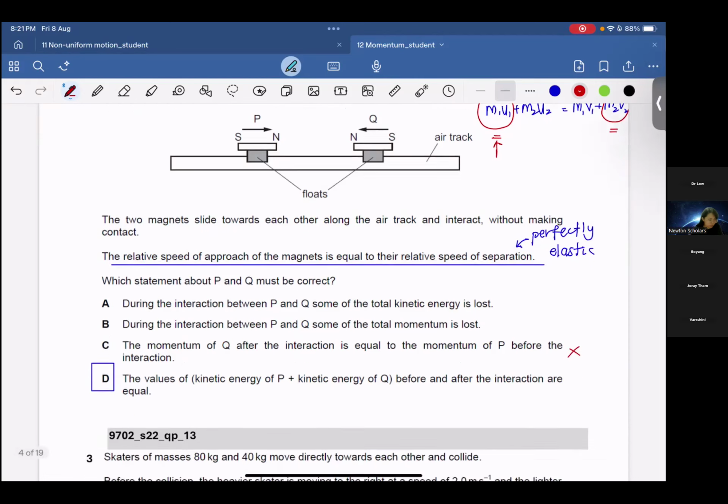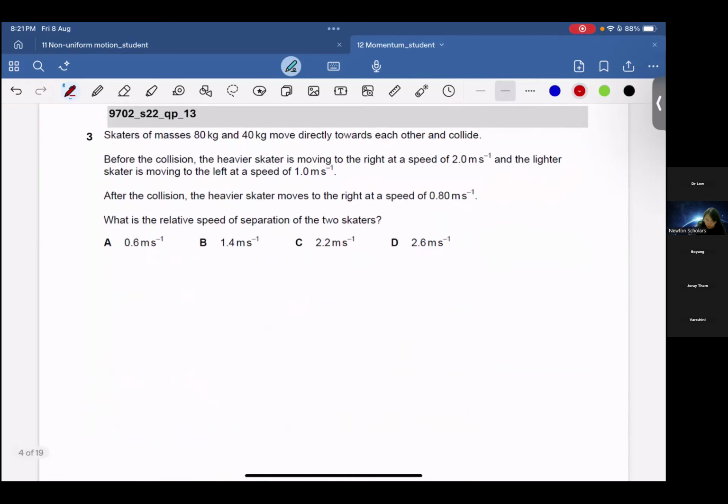Okay, boys and girls, we go to number 3. For momentum, I will draw out the diagram, not draw, simply sketch. So here, one is 80 kg and another one is 40 kg. Before collision, the heavier one moves to the right, so I draw it 2 meters per second, and the lighter one moves to the left at 1 meter per second.